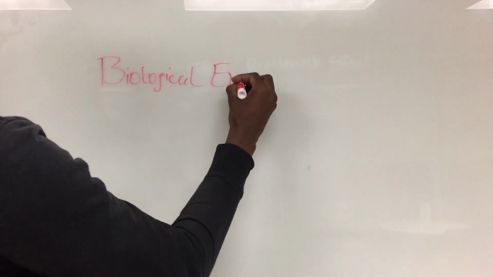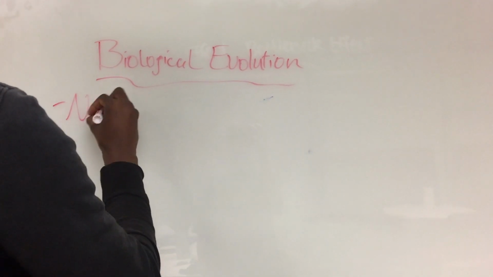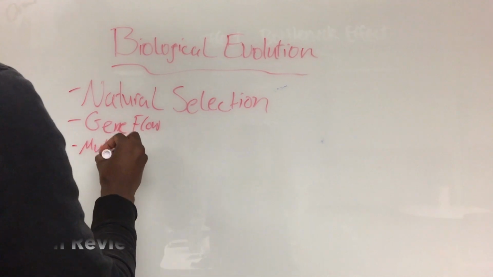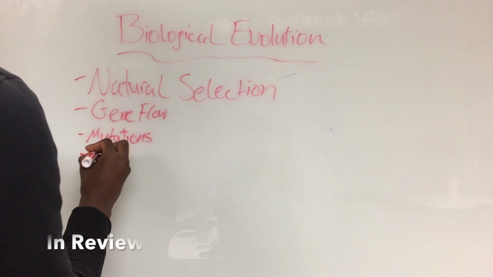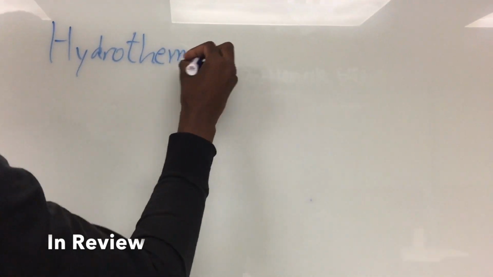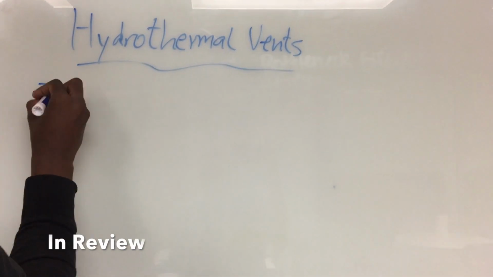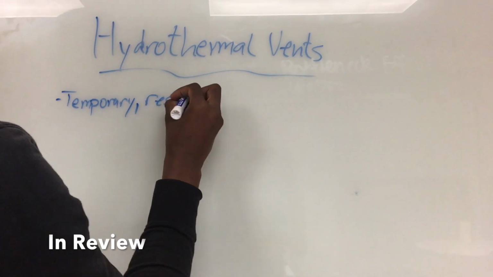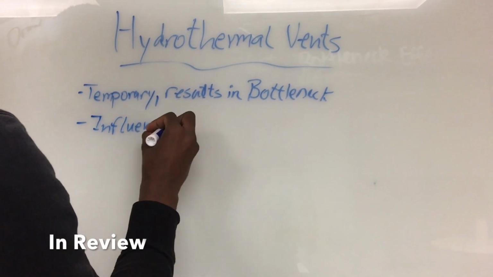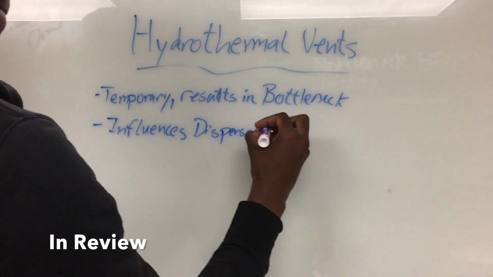Biological evolution is change in heritable characteristics of a population over succeeding generations. Mechanisms for biological evolution include natural selection, gene flow, mutations, and genetic drift. Hydrothermal vents are fissures on the planet's surface from which geothermally heated water issues. Vents are temporary and spontaneous, resulting in the bottleneck effect. Ocean current generated from vents greatly influences the dispersal rate of the population.